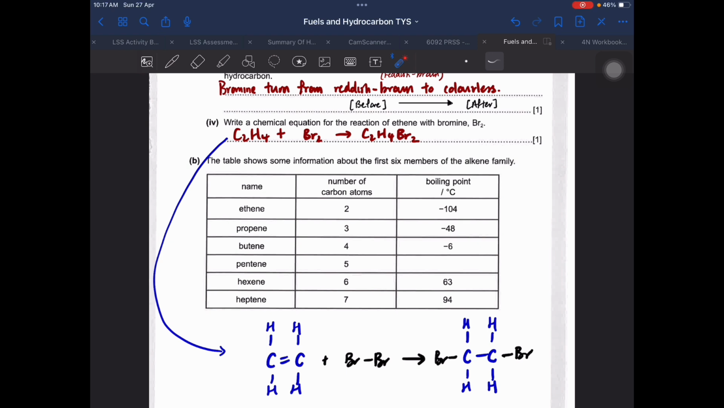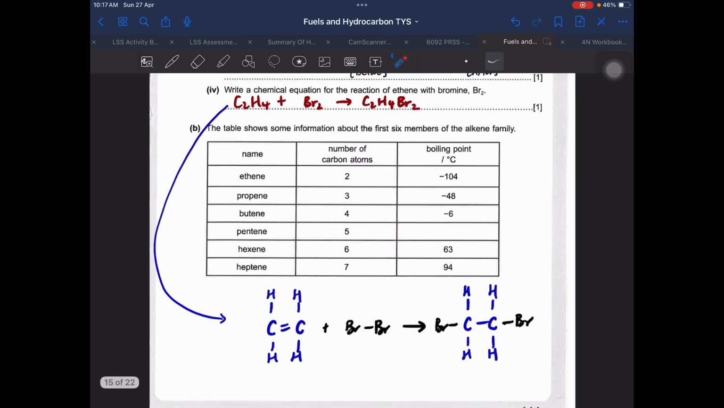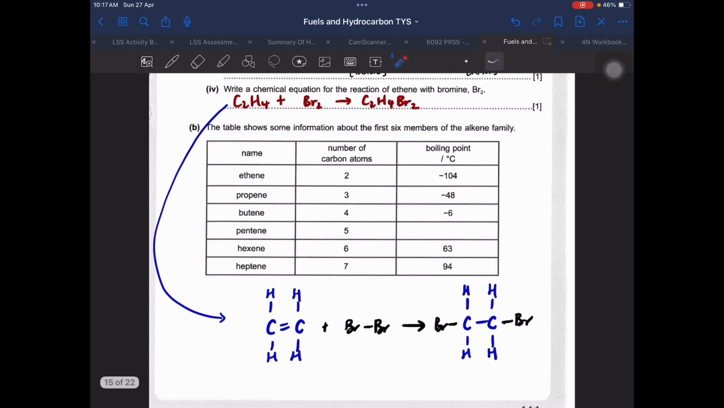So it's important for you to take note of the difference between substitution as well as addition in terms of their products. Then now let's go to the last question of this video. This last question is a challenging one. It's about graph, right? So in this question here, you're shown different kinds of alkene. You're shown the number of carbon atoms that they have, and you're shown the different boiling point that they have. On the next page, you are asked to plot the graph.